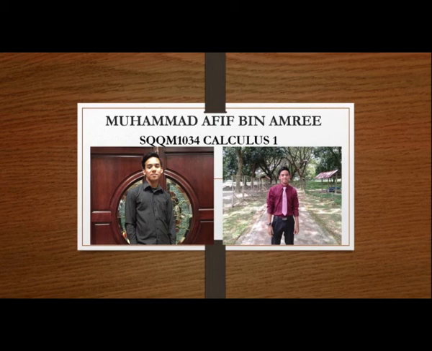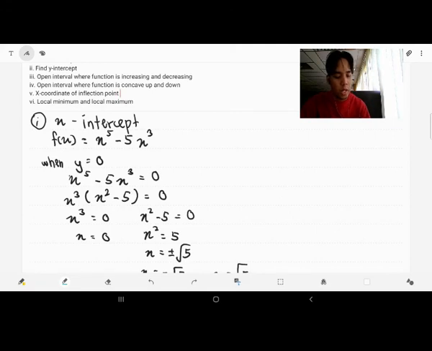I'm Muhammad Afif bin Amri, and today I will show you how to sketch a graph of the function f(x) equal to x^5 minus 5x^3. We have to find the x-intercept. To find the x-intercept, we have to make y equal to 0. So we put f(x) equal to 0. Put that x^5 minus 5x^3 equal to 0.